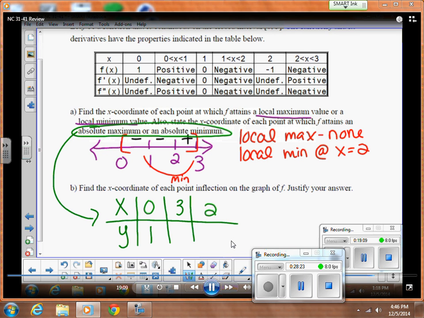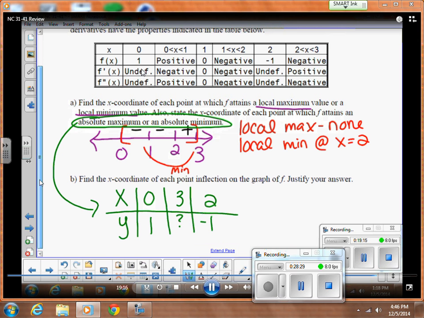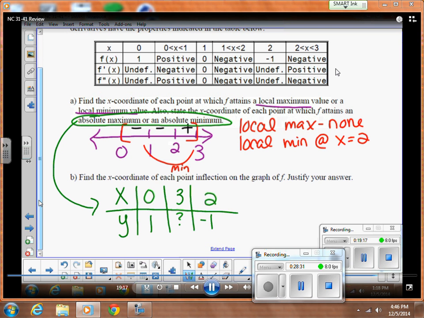There's no change in sign there. All right, so I'm going to go back to my table to figure out these values. At 0, the value is 1. At 3, I don't know. At 2, the value is negative 1.